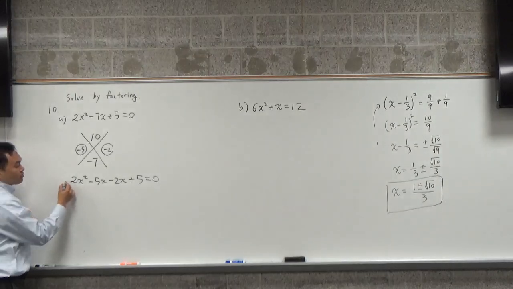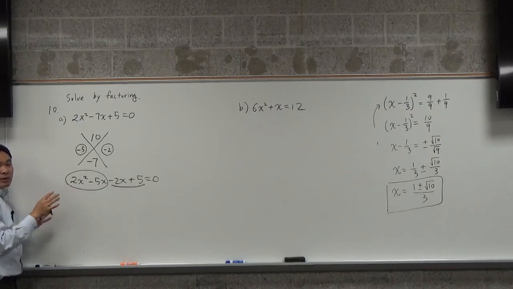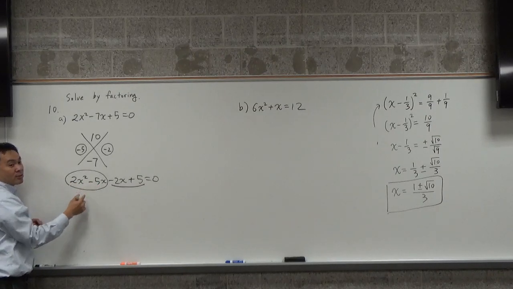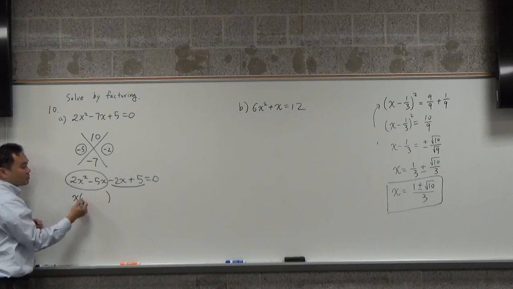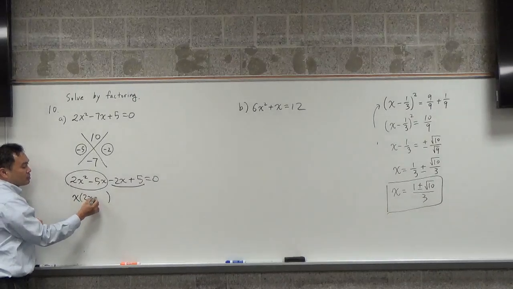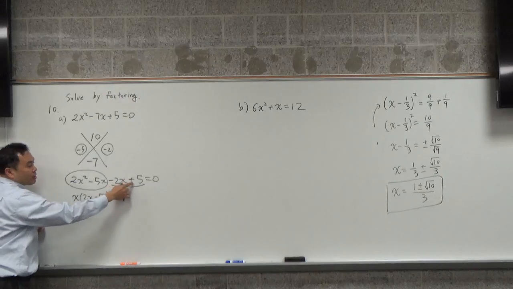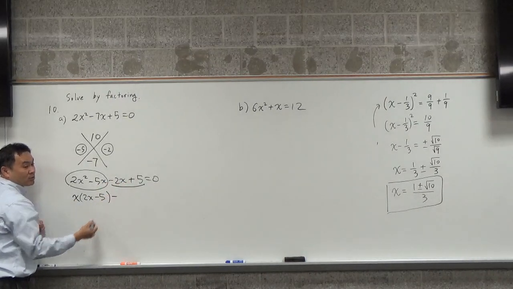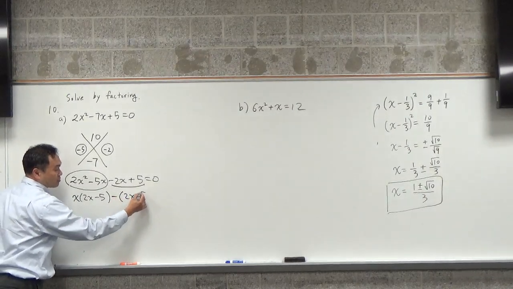What you can do is take the first two and take the second two and factor separately. What's the common factor between 2x squared and 5x? X. So if you factor the x out, what's left? 2x minus 5. Okay. Over here, there aren't any common factors, but anytime you have a minus in front, you also have to factor the minus out. So you need minus of 2x minus 5.